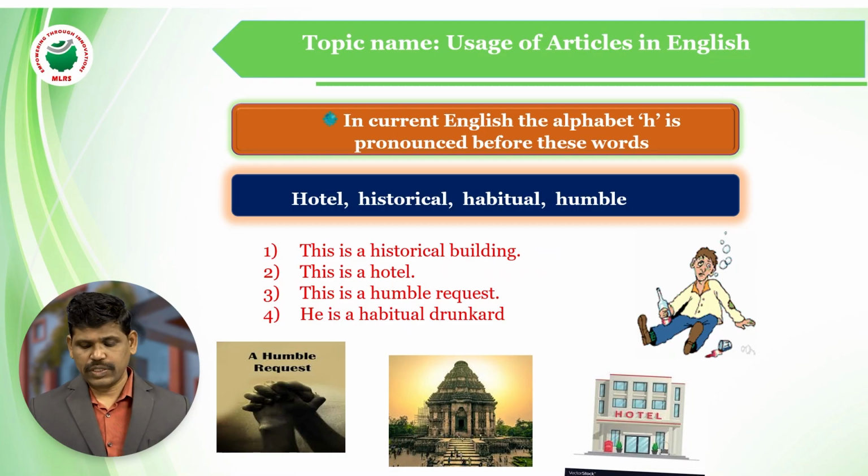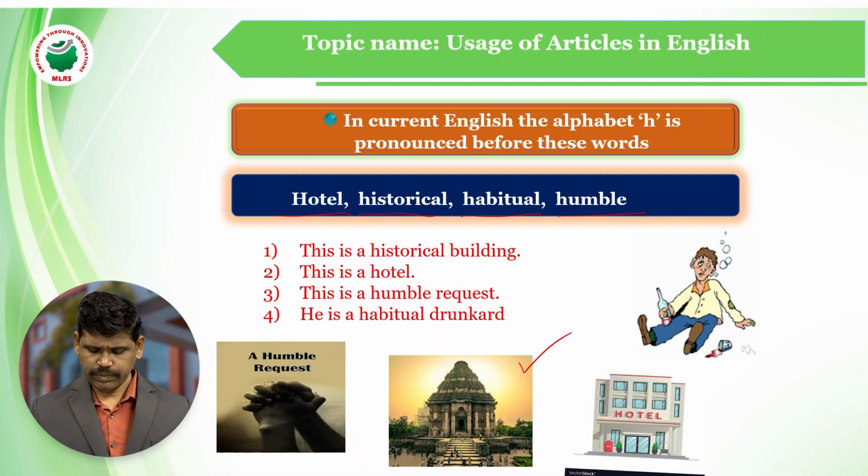In current English, the alphabet H is pronounced before some words. Not all words, sometimes H is articulated. Example, these are the following words: hotel, historical, habitual, humble. This is a historical building. So where is it here? Ramappa temple is here, a historical building.